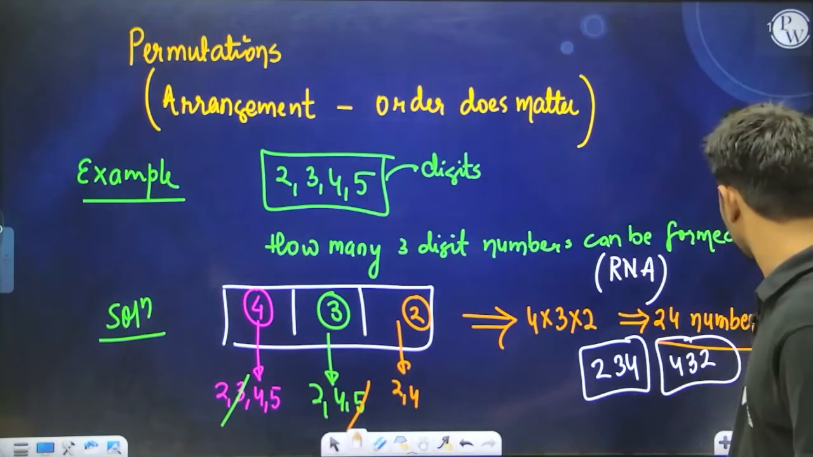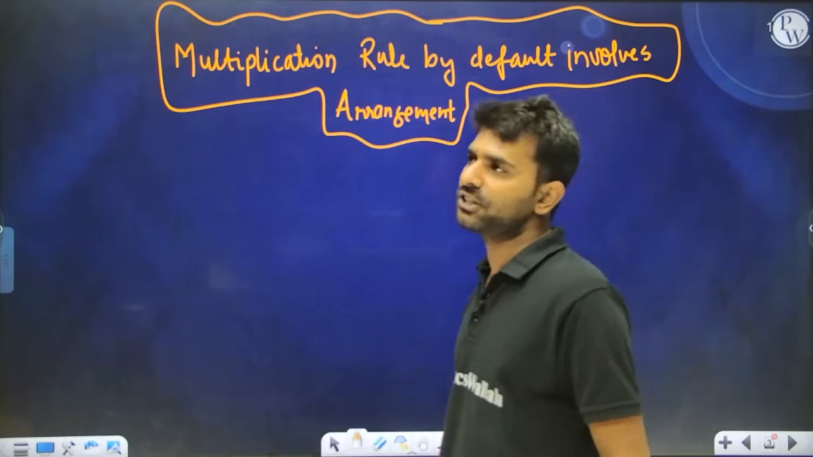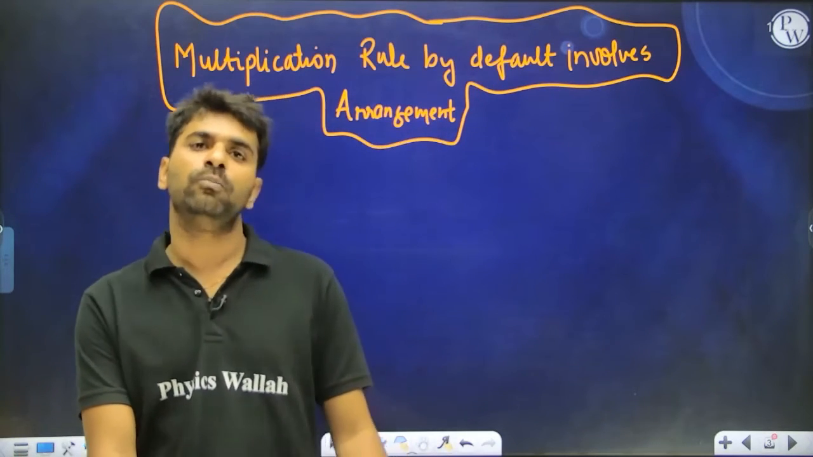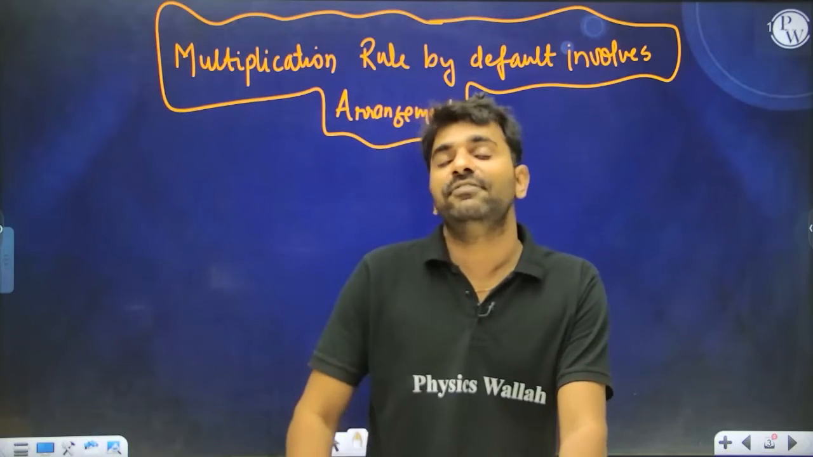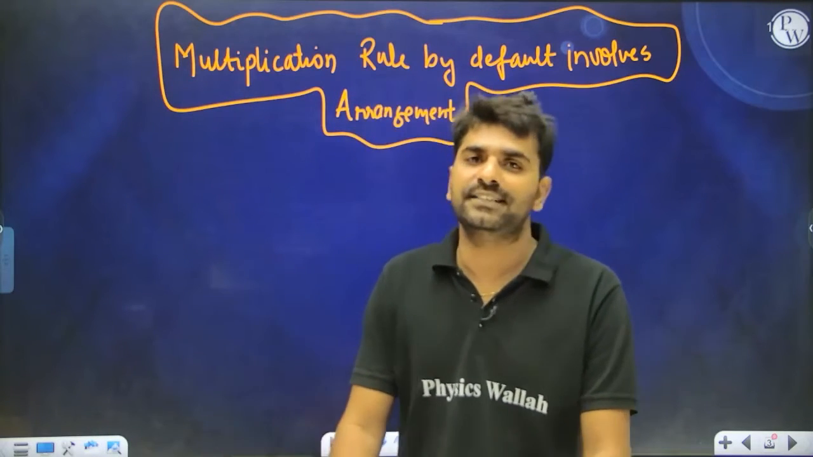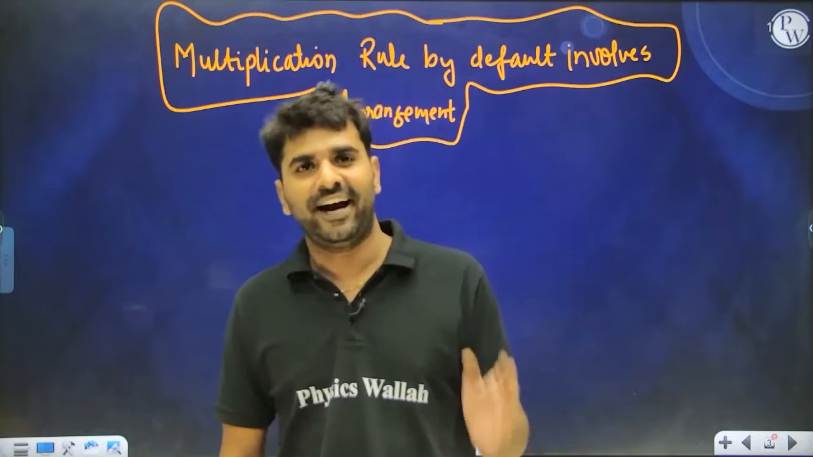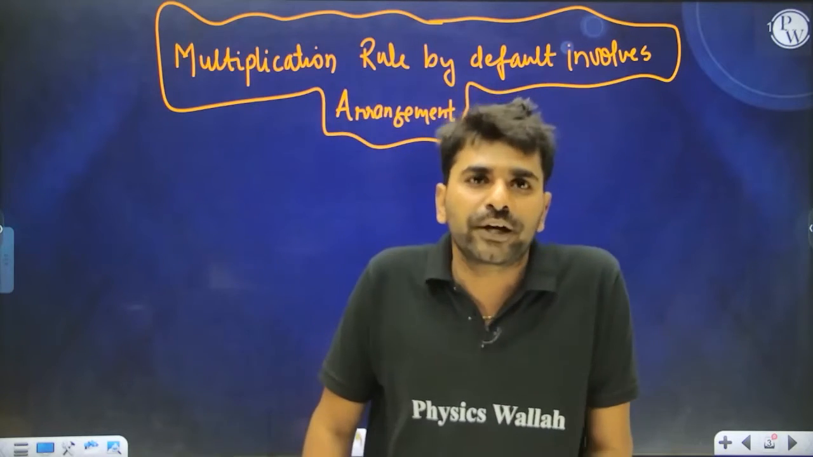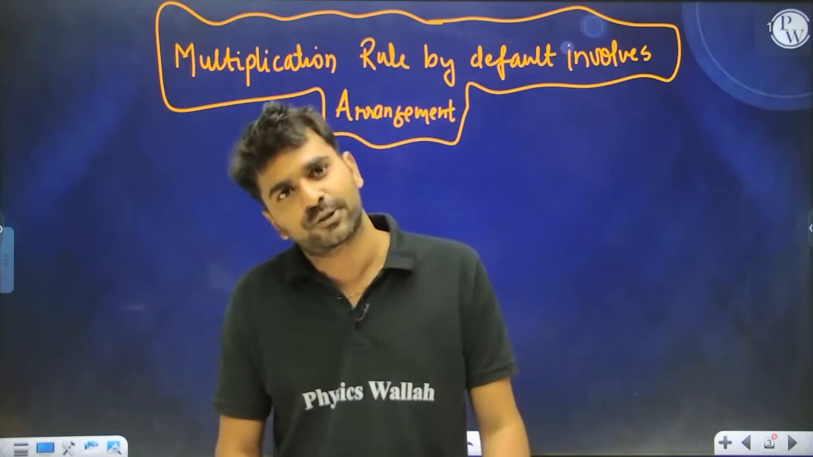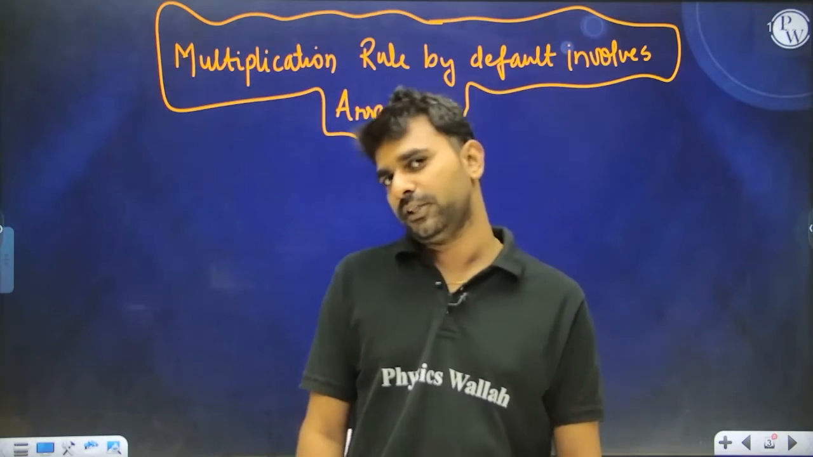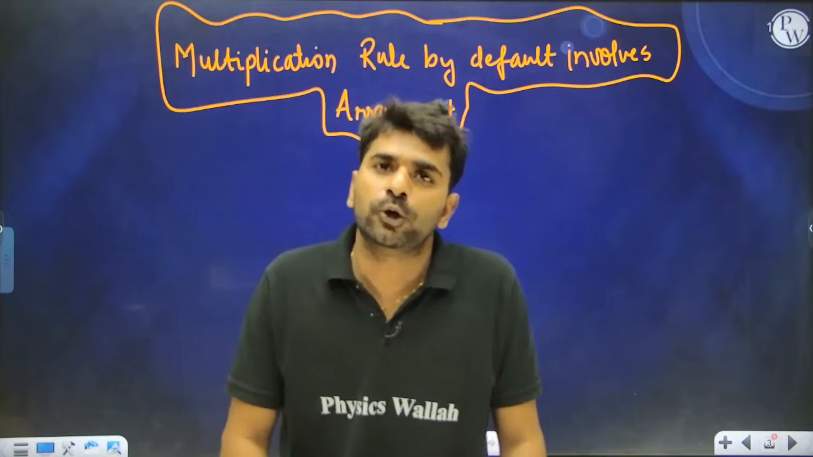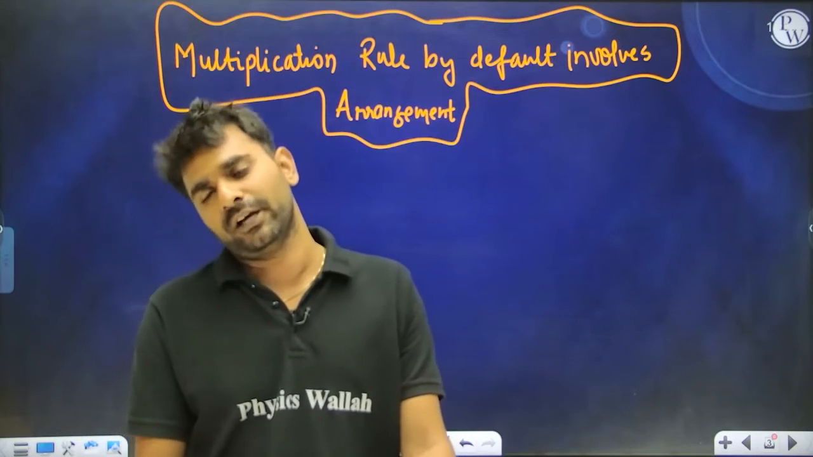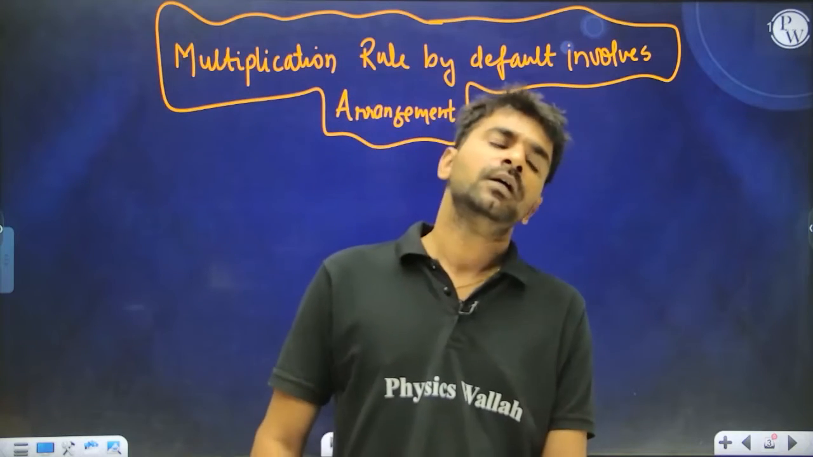I hope you understood this concept. So one way of understanding the arrangement is through multiplication rule. There we have seen the problems of going into the mall and exiting the mall. There also arrangement was there, entering, exiting. So two things were there, right? Once we can do the enter, then we can do the exit as well. So there also we were doing nothing but arrangement only. So multiplication rule by default involves arrangement. We should be absolutely clear with this particular thing.